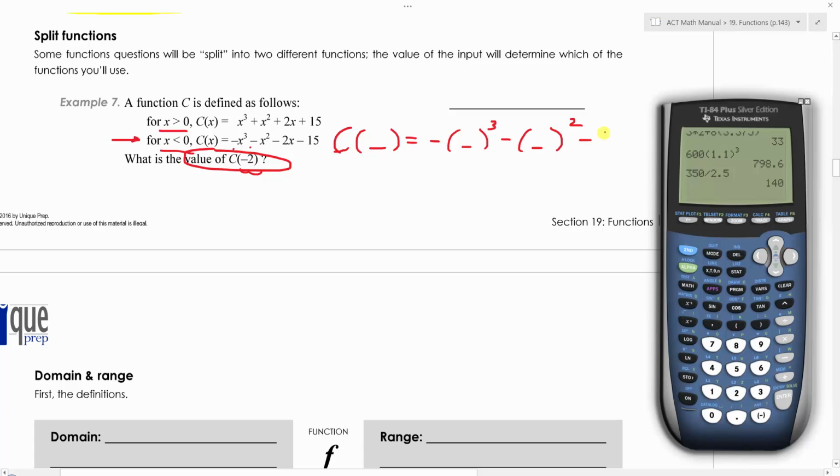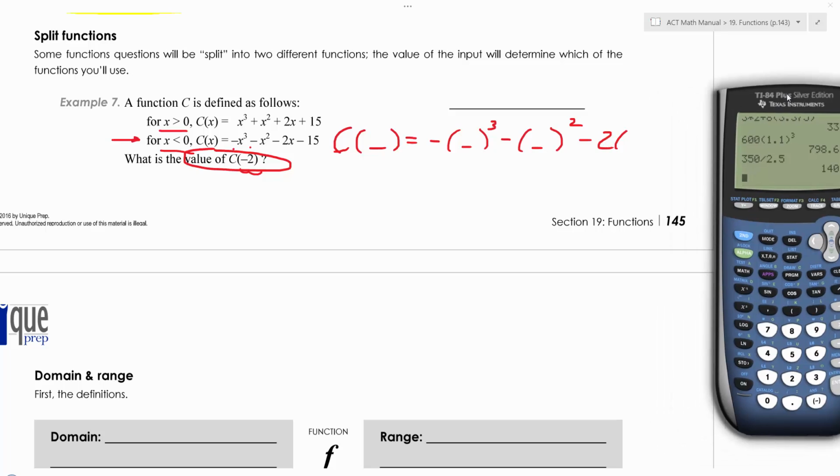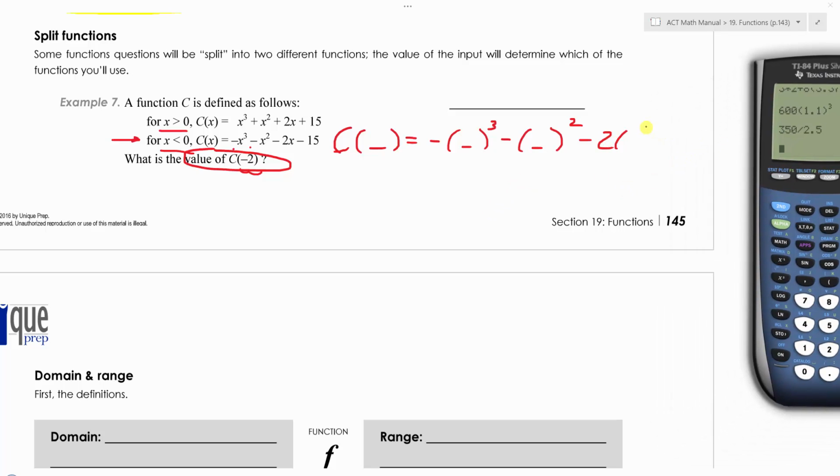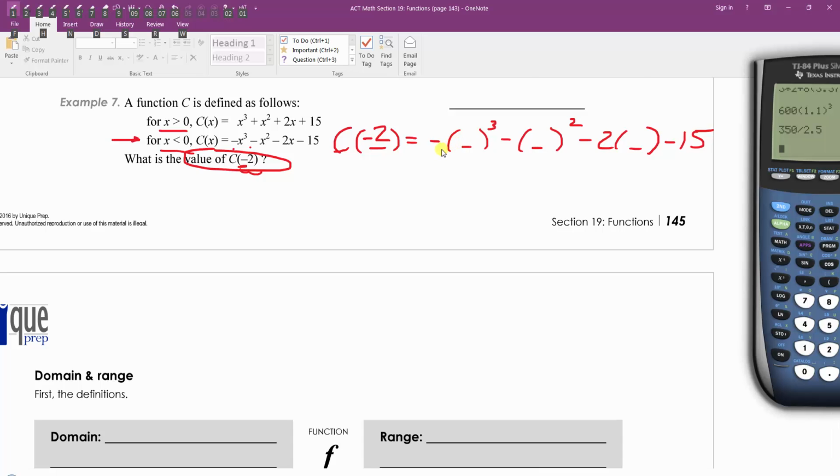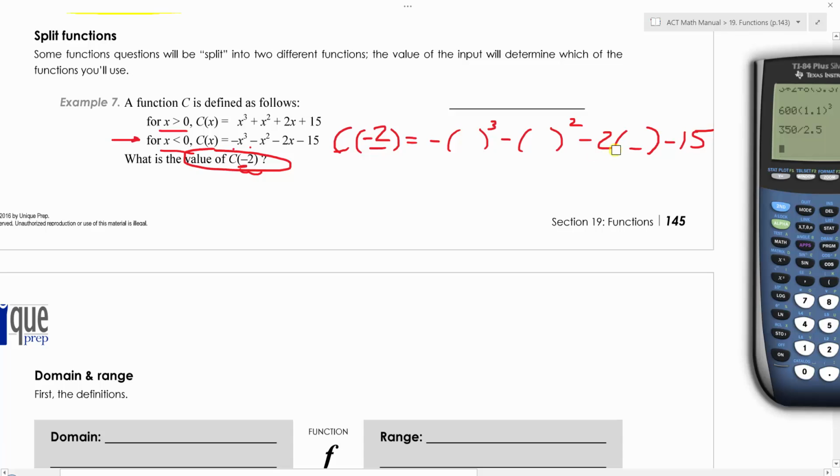So 2 times, let me get the calculator slightly out of the way here, 2 times the blank minus 15. So all I have done there is I've just replaced all of the x references with a set of parentheses and a blank, and now I'm going to fill in the -2, which is what they're asking me about. I'm going to fill that in all of these blanks. So that we don't get confused, I'm going to actually erase these blanks so they don't get confused with the negative.